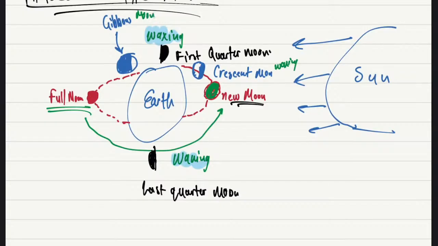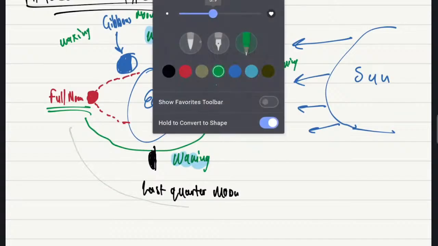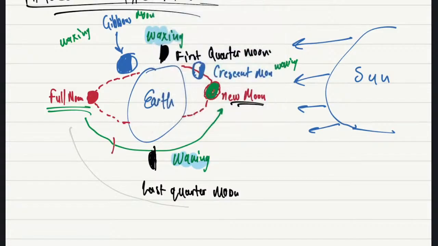In other words, it's gibbous, it's above half, and it's waxing, it's growing until it gets to full moon. Then when it starts to come like this, it's now waning. And when it's still above half here, we say it is a waning gibbous moon. Are we together? We now have a waning gibbous moon.